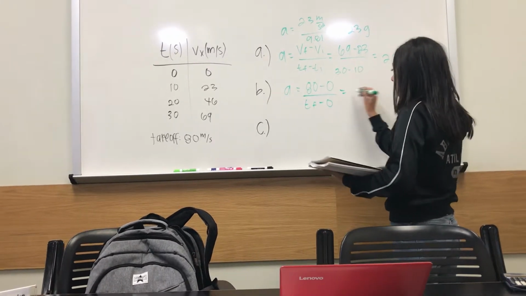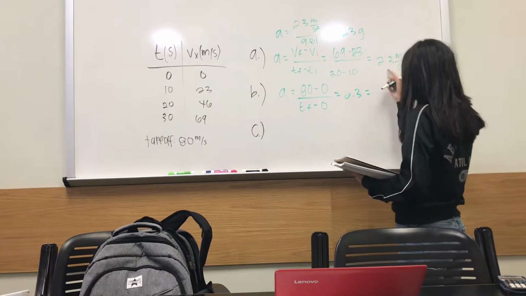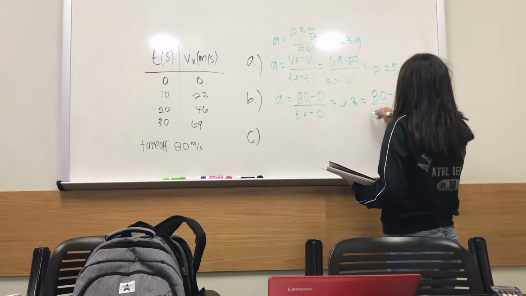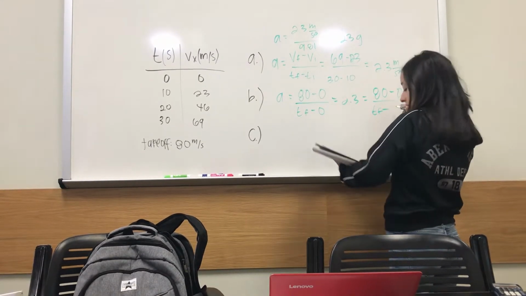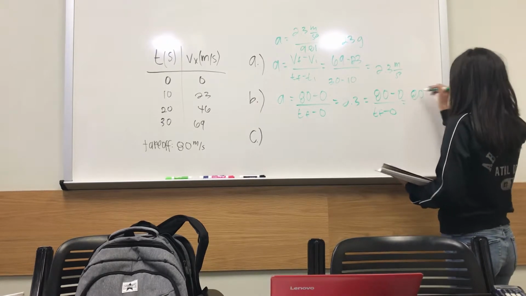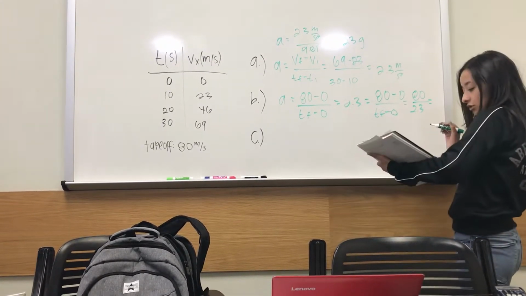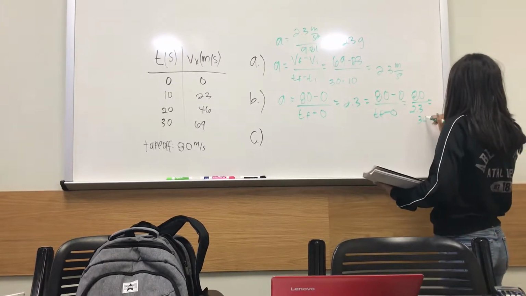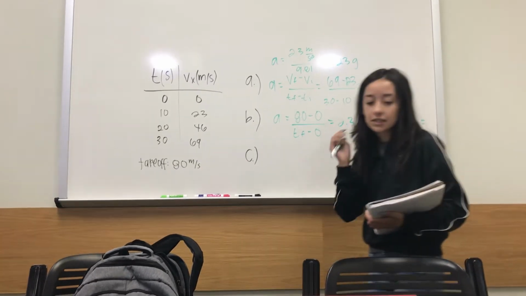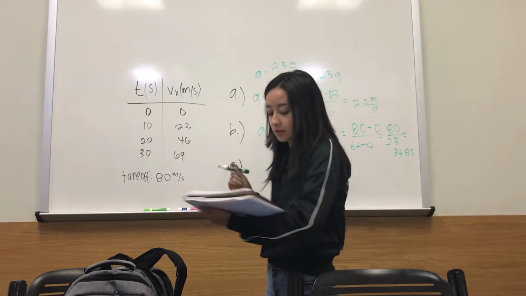And so we rearrange this, so we put 2.3 for our acceleration, 80 minus 0 over our time final minus 0. When you rearrange that, you should get 80 over 2.3, and your answer should be 34.8 seconds. And then C is asking us, what is the minimum length runway this aircraft can use?